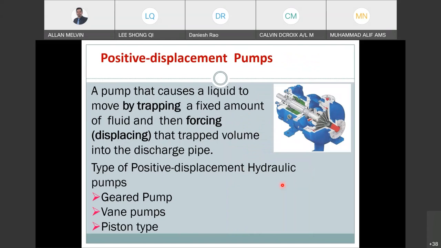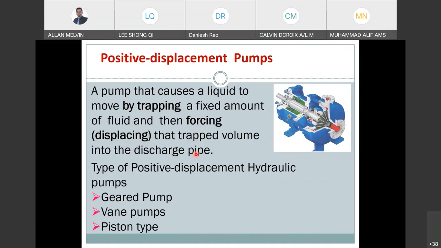Okay, then for positive displacement pump, the pump that causes a liquid to move by trapping a fixed amount of fluid and then forcing or displacing the trapped volume into a discharge pump. Okay, so positive displacement pump.